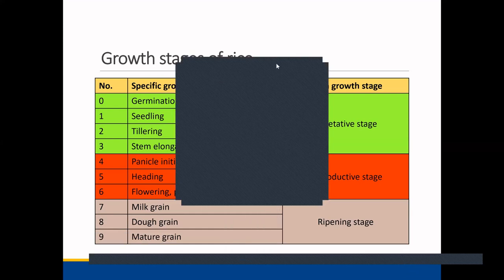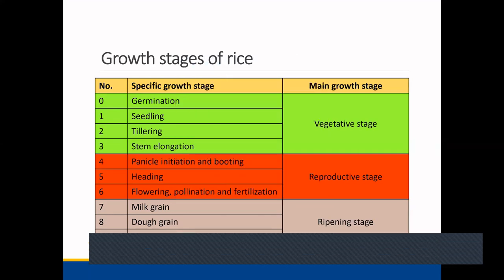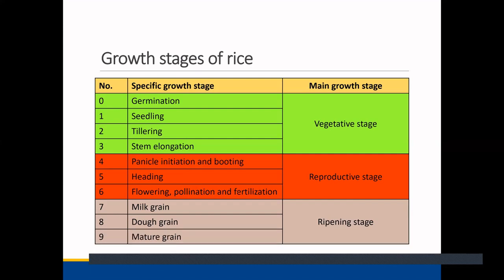Yeah, that's the correct answer. Some answers I also received. Yeah, they say that the reproductive stage is affected. That is true. All the stages can be affected, right? Depending on the severity of the stress. But if you take these three major stages, the most vulnerable stage is the reproductive stage.